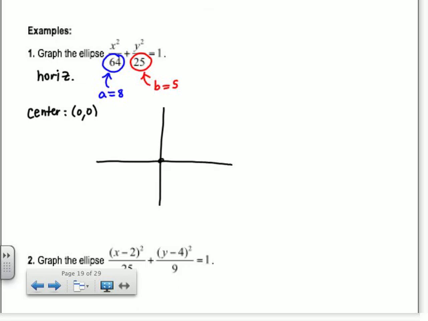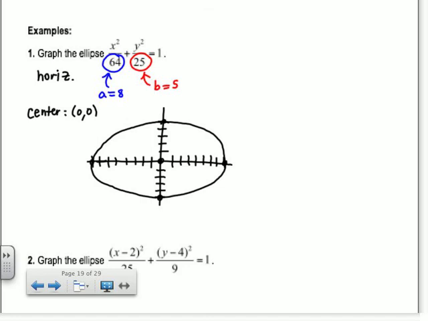All right, so when I graph, I'm going to have 0, 0 as my center. I'm going to go out horizontally, 8, left 8. Those are my vertices. Go up b, so 5, down 5. Those are my co-vertices. Now that you have those 4 points, you can draw on the ellipse. Mine's kind of like an egg.